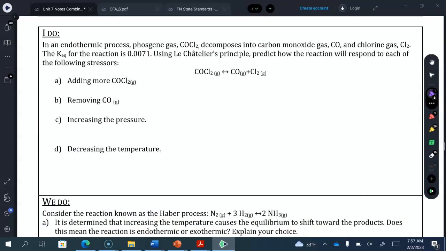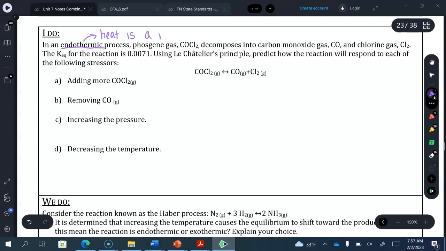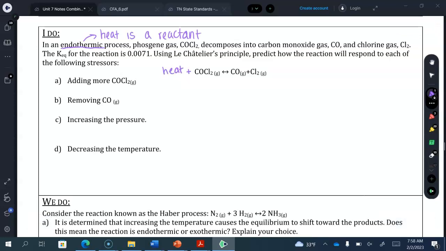So, in an endothermic process, and endothermic is a key word here, this means that heat is a reactant. So we would have it on this side of the reaction. We're going to say, does it shift in the forward or reverse direction? Using Le Chatelier's principle, predict how the reaction will respond to each of the following stressors. For this one, we're going to add more of this. That means that it is going to shift in the forward direction. So it shifts away from additions.